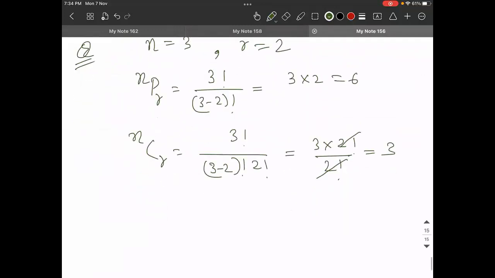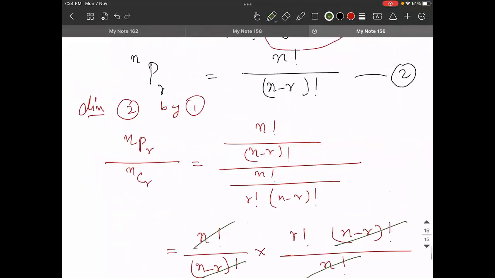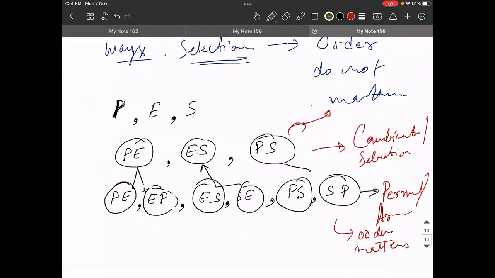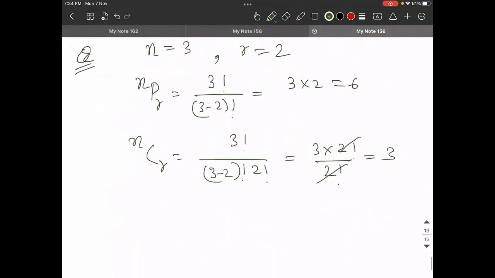Now see the relation between NPR and NCR. See here how many permutations were possible: 1, 2, 3, 4, 5, 6. Sorry, the correct way to say it: six ways we can arrange it, and how many ways can we combine it? Three ways. So you see the same relation that you are getting here.